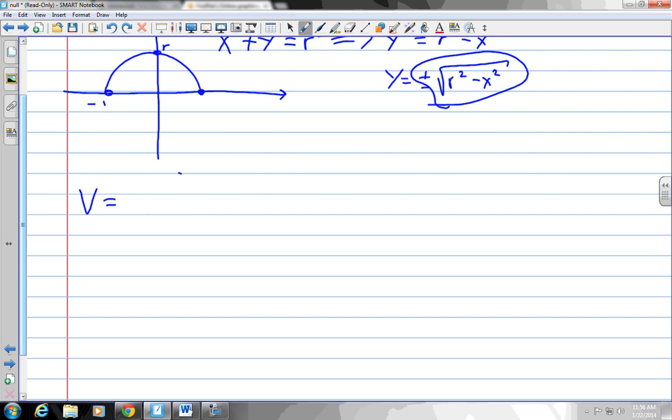Yeah, well, from -1 to 1, but then we can do the symmetries, right? You see the symmetry, right? But yeah, sorry, from -r to r, you're right. From -r to r, pi times our function, the square root of r squared minus x squared, squared, dx, right? Since this function is even, I can do the trick. I can just say this is a double of the integral from 0 to r of r squared minus x squared dx.